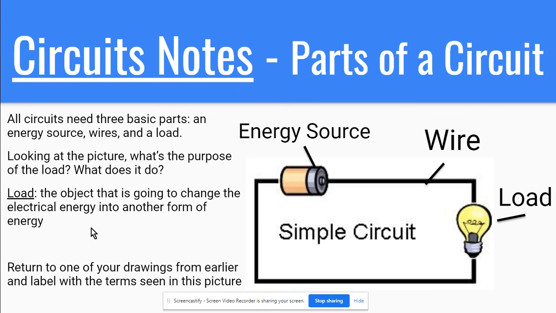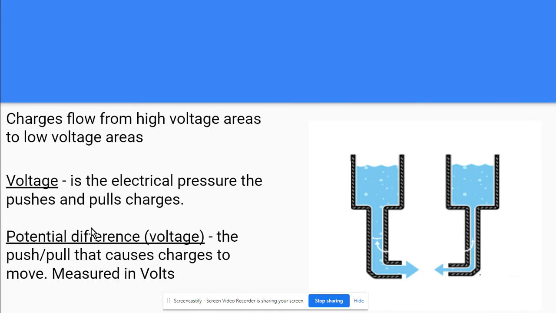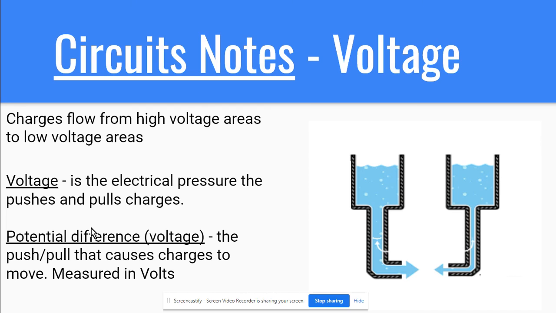Okay, so you can go back to your diagrams that you drew and also label. Energy source is my battery. The light bulb is also called the load. Okay. So now we're going to get more specific.